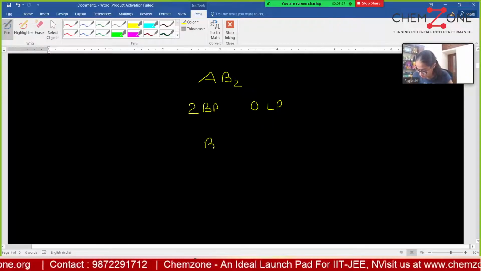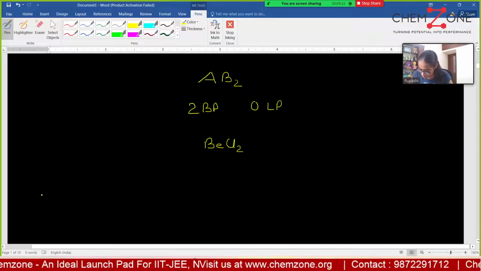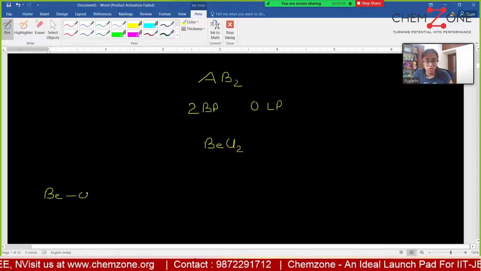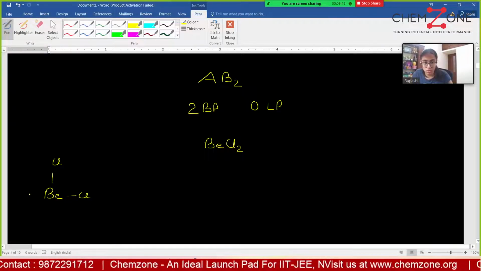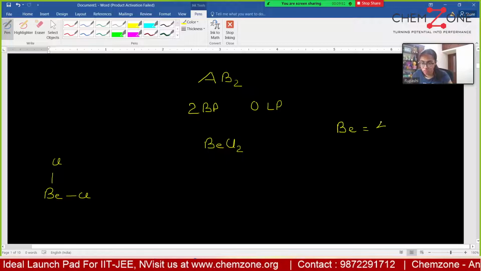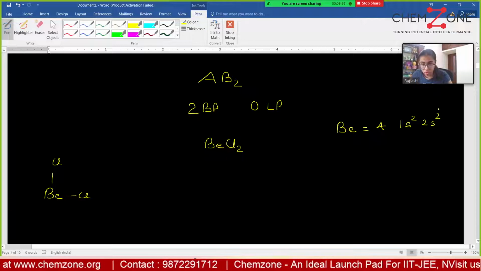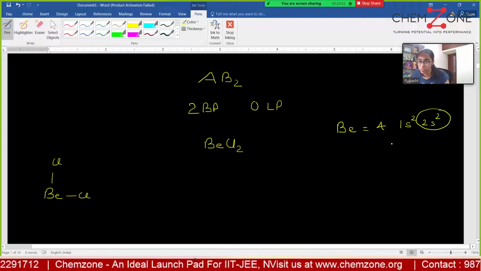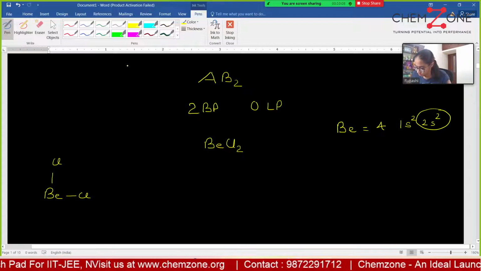For example, I have BeCl2. In this molecule, I don't have any lone pair on beryllium. How do I know that it does not have any lone pair? From its electronic configuration. Beryllium atomic number 4, electronic configuration 1s2, 2s2. These two electrons will take part in bonding, and I don't have any more pair of electrons in the outermost shell which is not taking part in bonding. It means now I have two bond pairs.